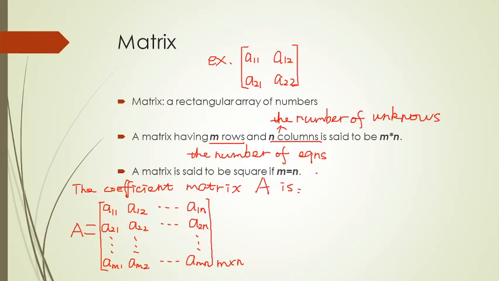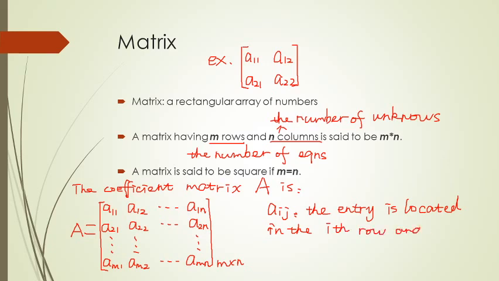Now let's check all the aij. Each element in the matrix is called an entry. Let's check the aij entry. Now we understand much better what the two-digit subscript means for aij. It indicates the position of aij in the matrix: this entry is located in the ith row and jth column of the coefficient matrix A. Everyone is clear?